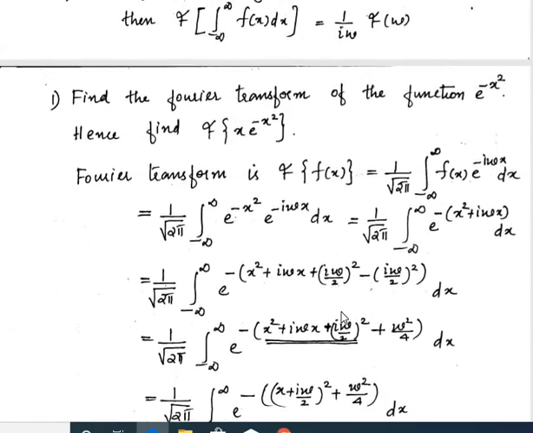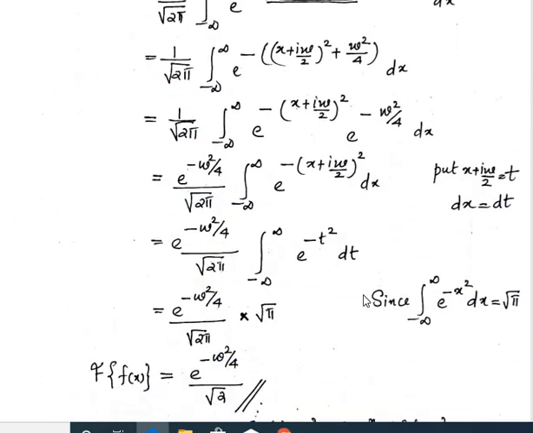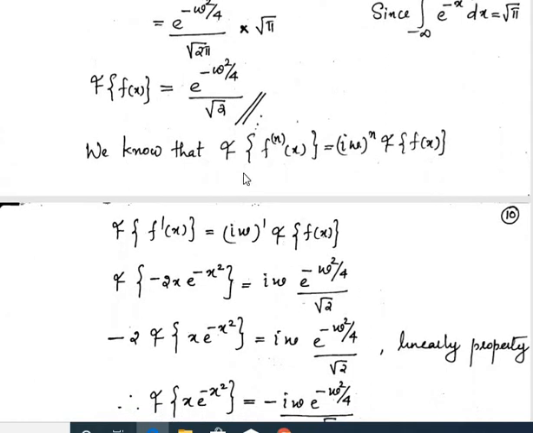By using this, we can find the Fourier transform of x times e raised to minus x square. As I said earlier, this can be obtained either by the multiplication by x property or the derivative property. Its derivative is minus 2x e raised to minus x square. Here I use the derivative property. We know that the Fourier transform of f to the n dash of x is i omega raised to n times the transform of f of x. So we first take the first derivative: f dash x has transform i omega raised to 1 times that of f of x. The derivative of e raised to minus x square is minus 2x e raised to minus x square, and the transform of e raised to minus x square was already found as e raised to minus omega square by 4 by root 2.